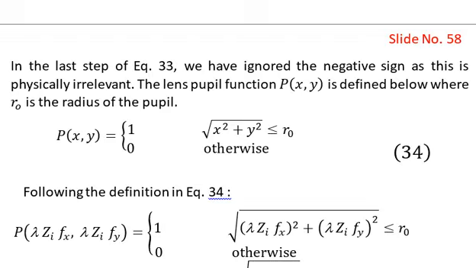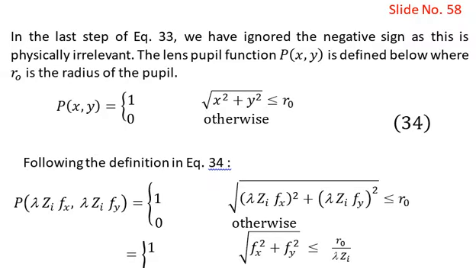The lens pupil p of xy is defined below, where r0 is the radius of the pupil. You see that this pupil function is equal to 1 when the square root of x square plus y square is less than or equal to r0. So within this radius, the pupil function behaves as a transparent, clear aperture. When we violate the condition on the radius r0, then we have 0, that is, the pupil function is contained in an opaque region outside the radius r0, as given in equation number 34.